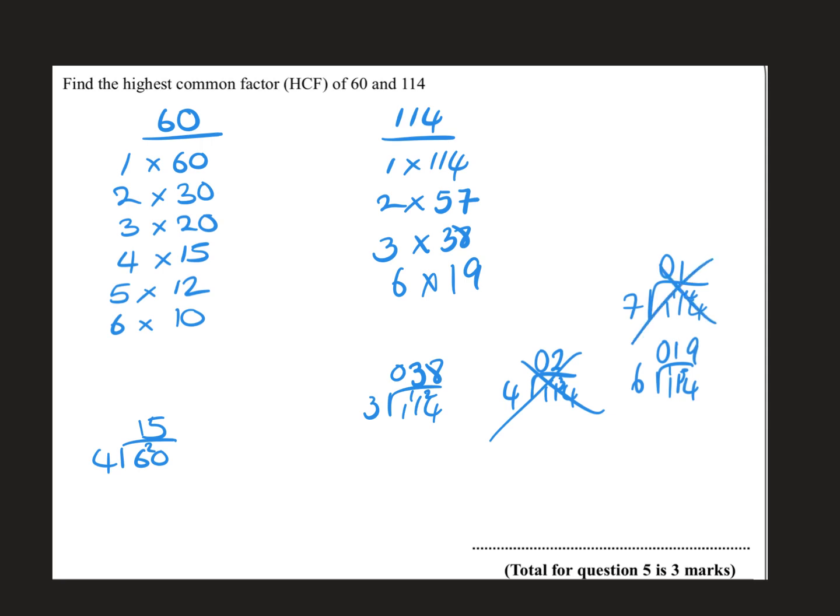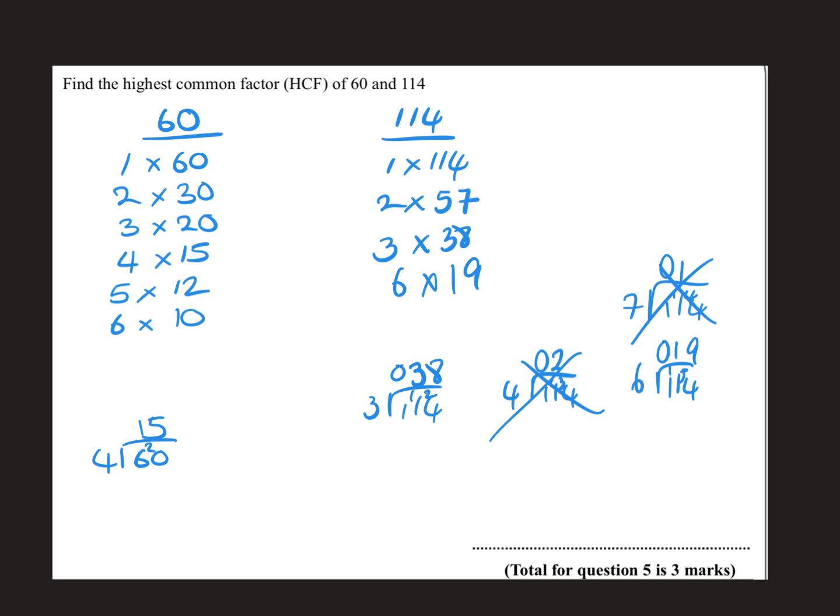It doesn't divide by 8, because it doesn't divide by 4, so it won't divide by 8. Doesn't divide by 9. Doesn't divide by 10. Doesn't divide by 11, because 11 times 11 is 121. And I think we've probably got them all at this stage.